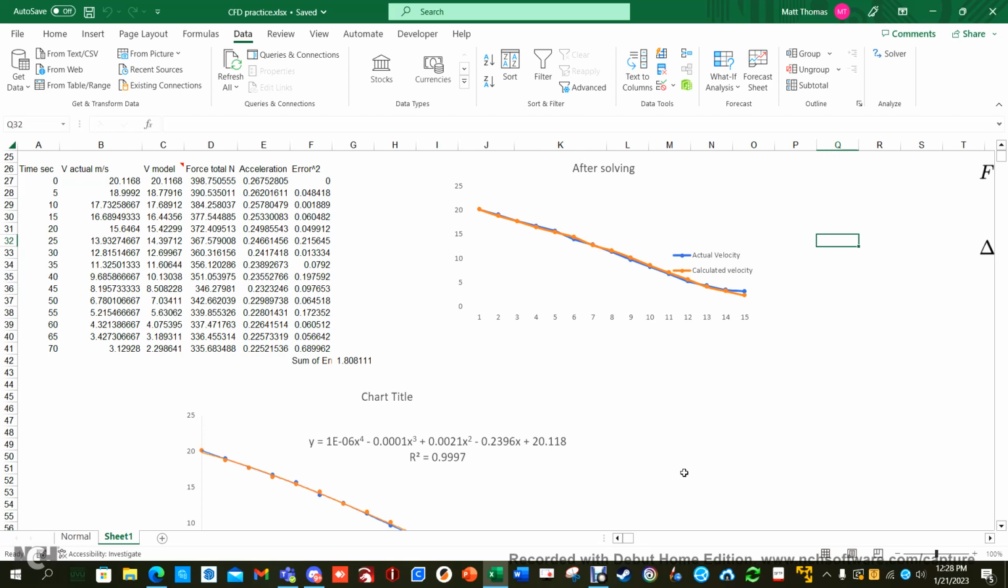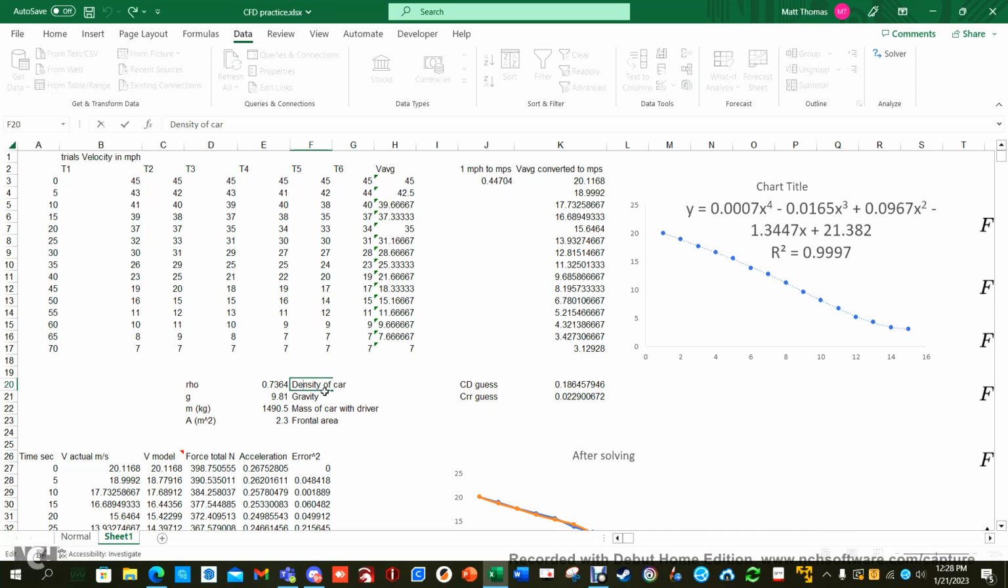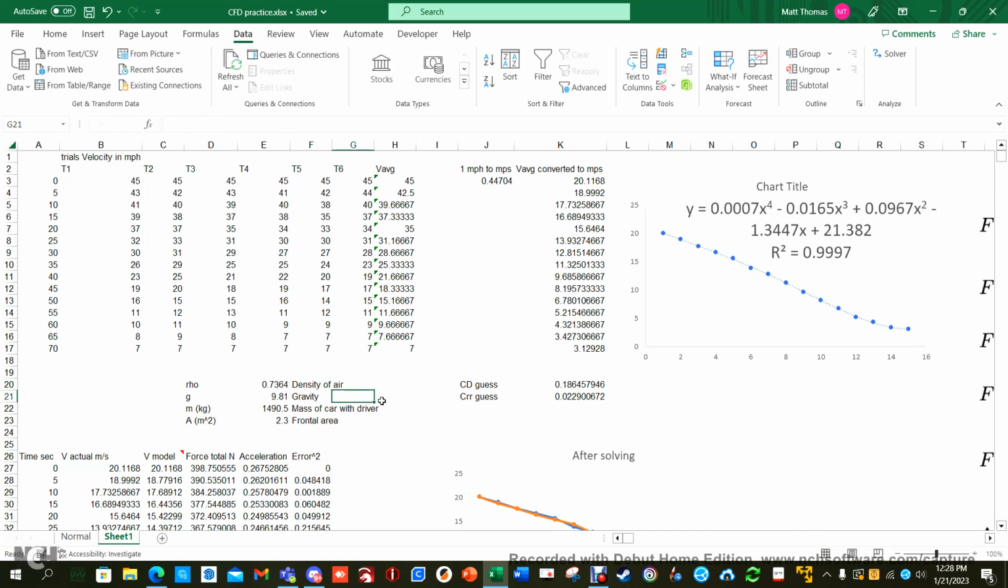So now this is based on my car. Now the trick is to do it for your car. And all you'd have to do is change the, this should not be density of car. This should be density of air. Wow. Sometimes you just get in a hurry, you know what I'm saying? Okay. Density of air will change depending on your elevation where you're at. Gravity should stay constant, even though it can change very little, but it does. Then the mass of your car will change and the frontal area will change.